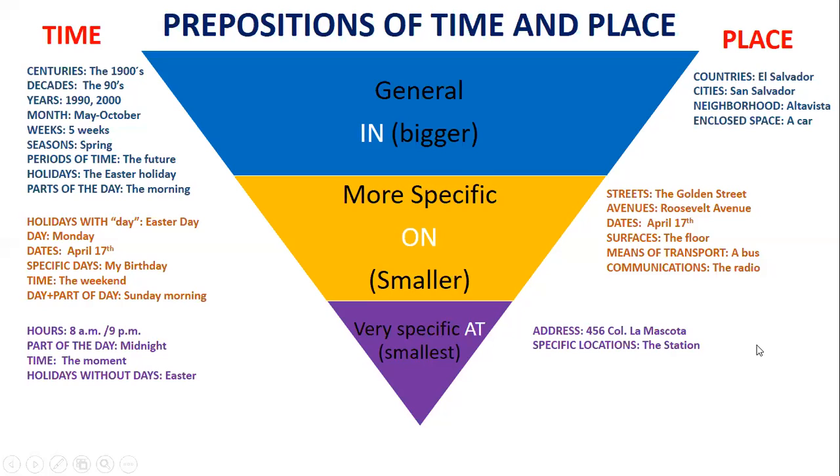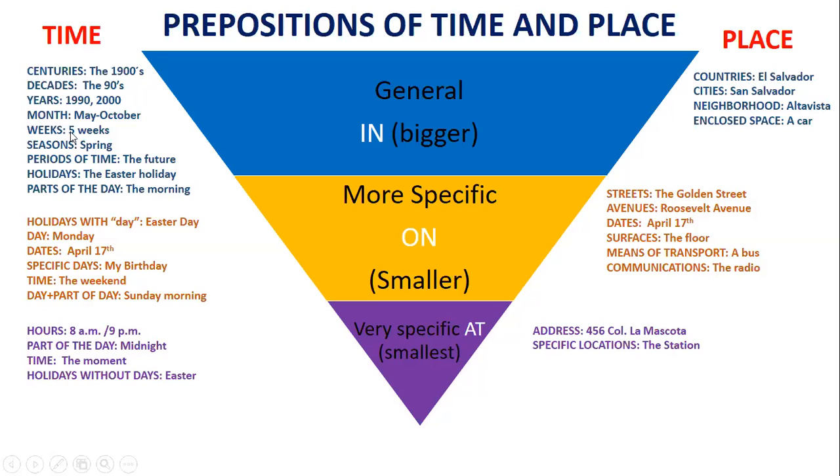We have three special prepositions that we can use for time and for place. For example, we use in for time when we talk about general times, and for bigger places. For example, for time, for centuries, in the 19s, right? For decades, the 90s, right? For years, 1990, 2000. For months, May, October.